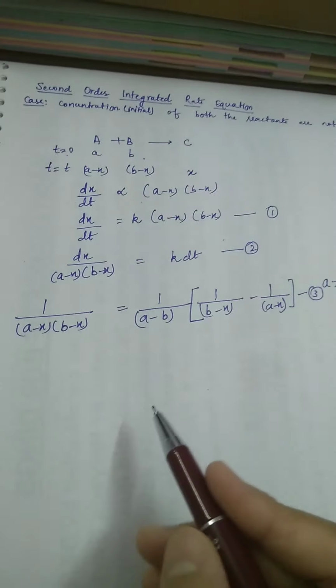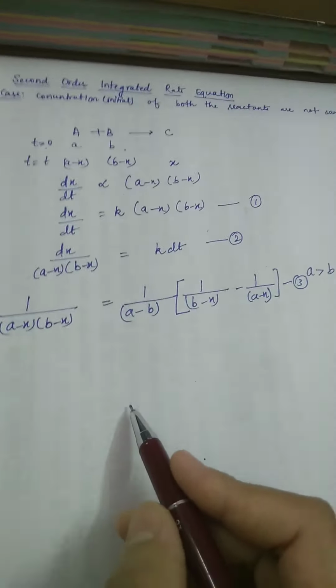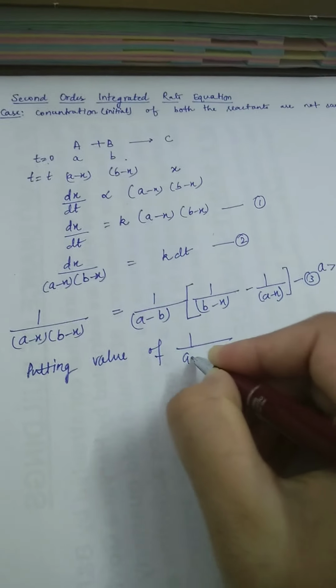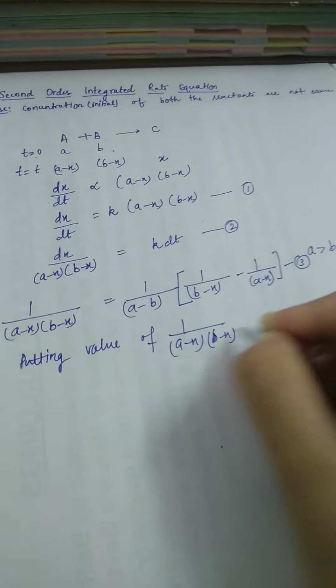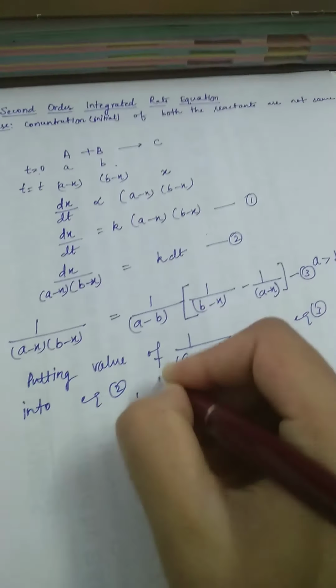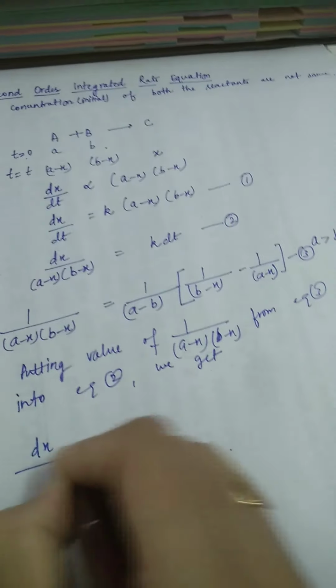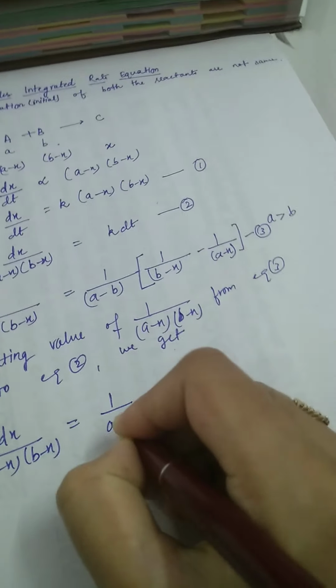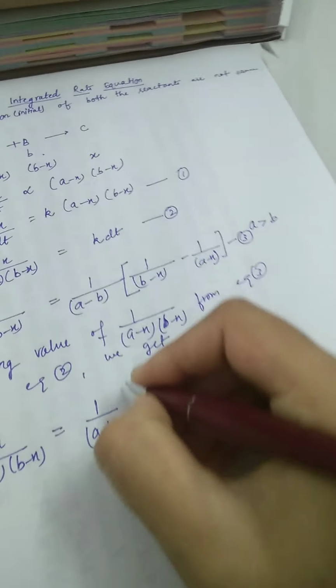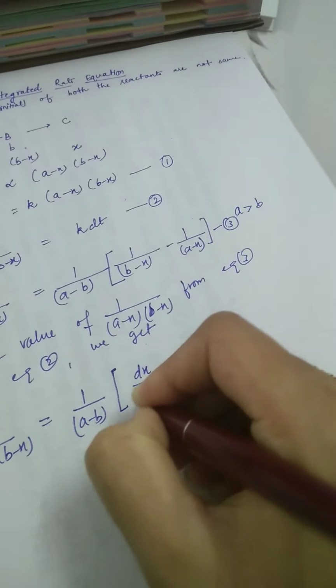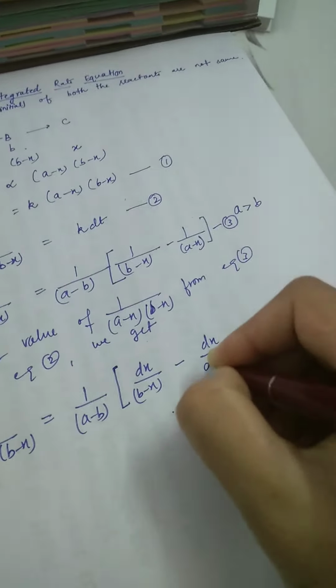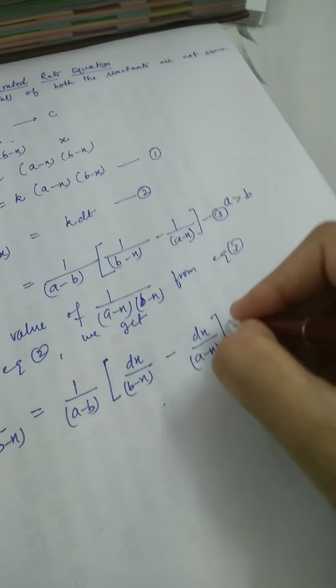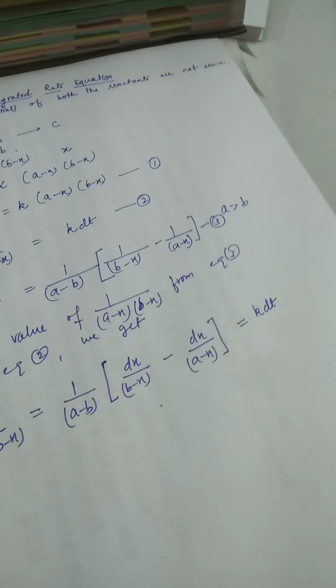So back to our derivation. Putting the value of 1 upon (a minus x) into (b minus x) from equation 3 into equation 2, we get dx by (a minus x) into (b minus x) equal to 1 upon (a minus b), which is a constant so we keep it outside, times [dx by (b minus x) minus dx by (a minus x)], and we write the right hand side term as it is.